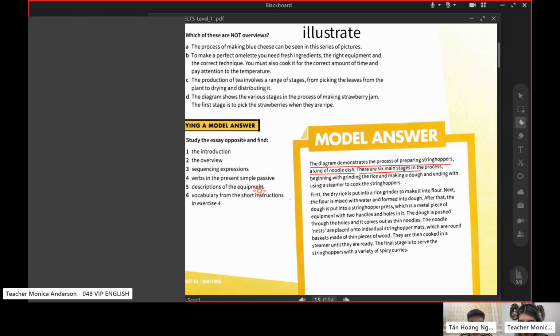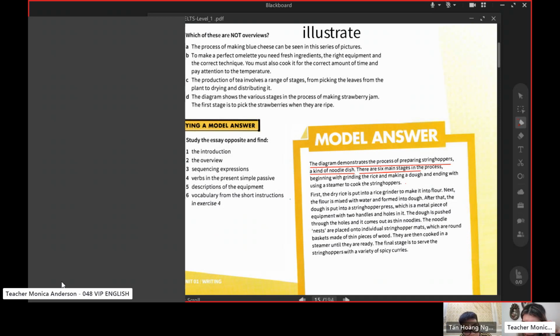Like first, next, and after that. Okay, three passive voice verbs, three of them. For example, is put, and the next one is pushed, and placed. All of them are present simple passive. Okay, and now the next one, descriptions of the equipment.